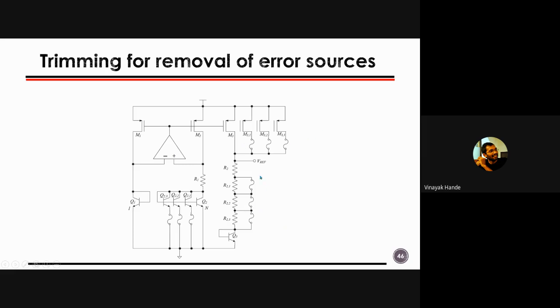If you want to change the scaling factor, you can trim this, right? And if you want to change the N, you can trim this, right? This is nothing but trimming. And whatever it is connected as, it is considered to be a fuse, right? You can burn those fuses and release the resistor into the circuit. Otherwise, it is shorted.